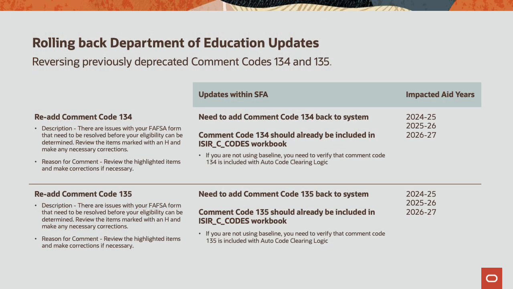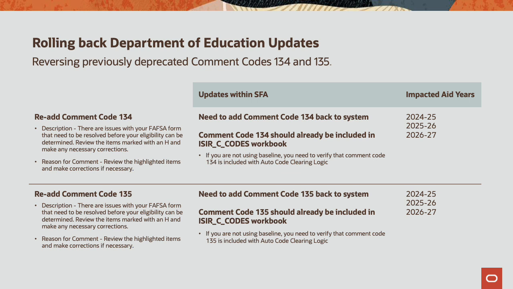With the December maintenance pack for 25D, we are releasing support for the Department of Education's reversal of previous deprecation of comment codes 134 and 135. For the 24-25, 25-26, and 26-27 aid years, both comment code 134 and comment code 135 have been re-added to your financial aid system. These codes are used to alert financial aid advisors and students when there are issues with the FAFSA form that should be reviewed, although no resolution is required.